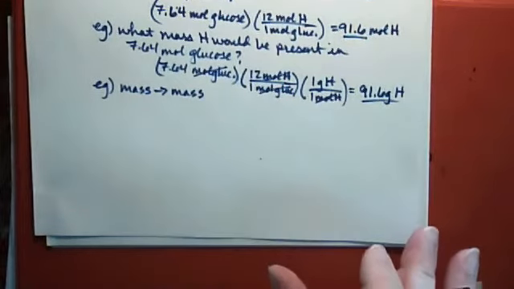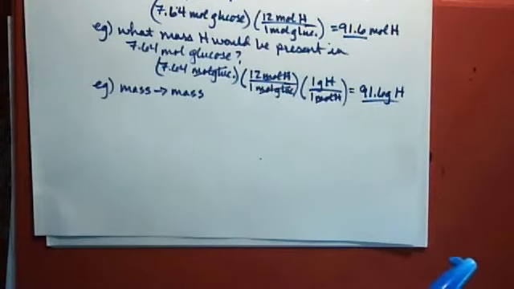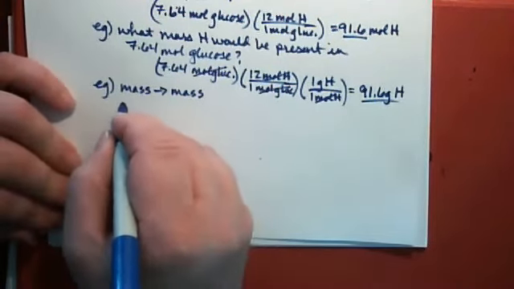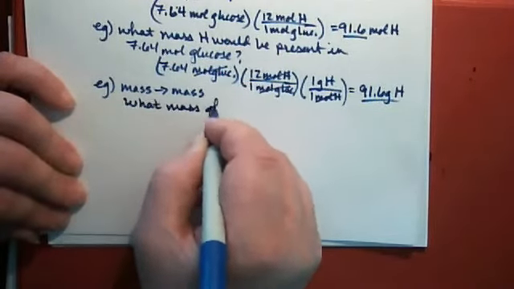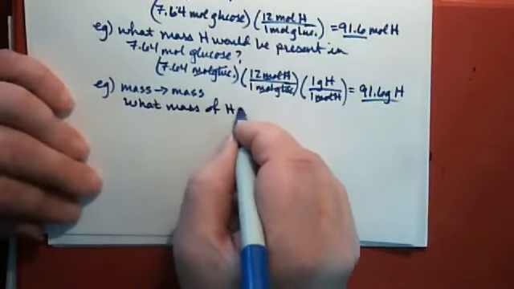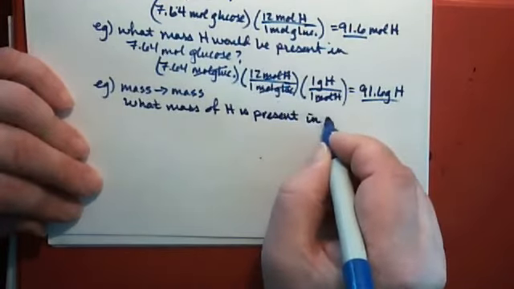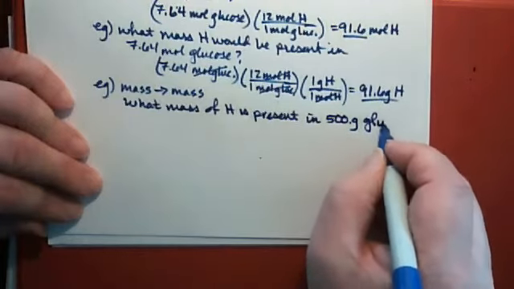And whenever you want to convert from mass of one thing to mass of another, even if it's, say, from mass of a compound to an element in the compound, you always have to go by way of moles. And we'll do that when we get to more stoichiometry problems. But for now, let's just say what mass of hydrogen is present in 500 grams of glucose.